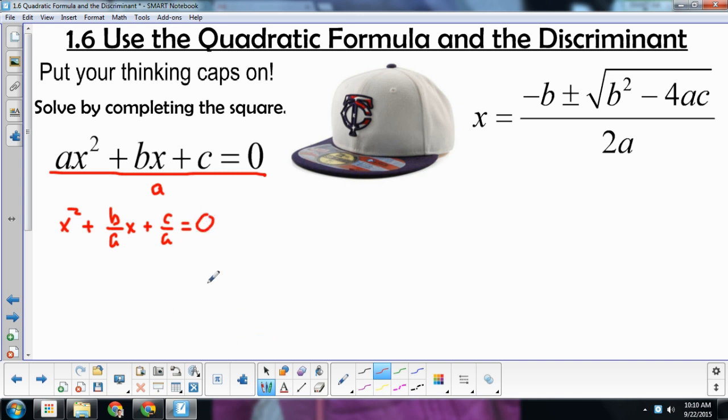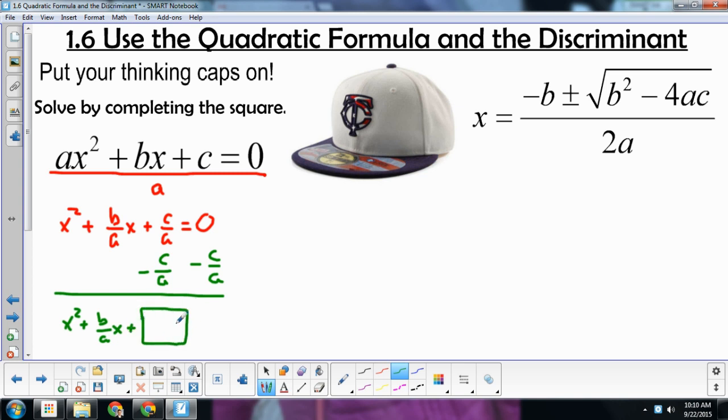Next step in completing the square is I need to make room for the box, as we call it. So we'll subtract the constant term at the end from both sides, which will leave us with x squared plus b over a times x on the left. And again, this will leave room for the box, the value that will complete our square. On the other side, we have the opposite of c over a. And we'll also add the box because we're going to be fair all the time in algebra.